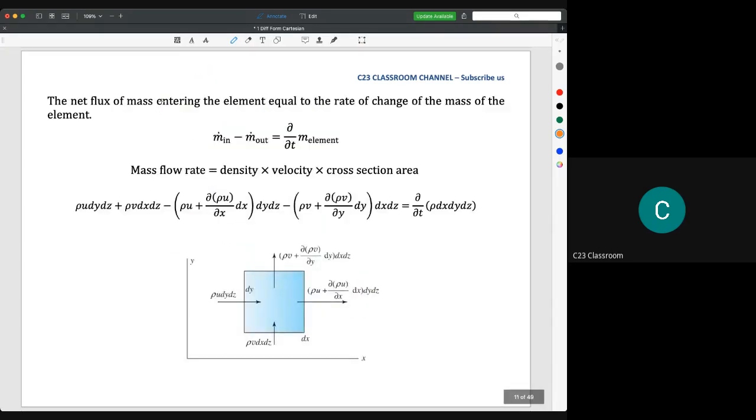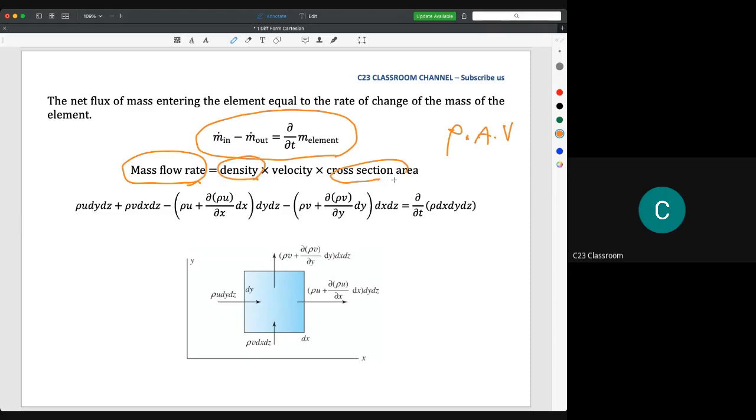Okay, now we try to derive our continuity equation based on this diagram. First, you need to understand this term. Mass flow rate at the inlet minus mass flow rate at the outlet is equal to del M del t, meaning the change of mass inside that element. The mass flow rate is equal to rho A V, where rho is the density, A is the cross-sectional area, and V is the velocity.